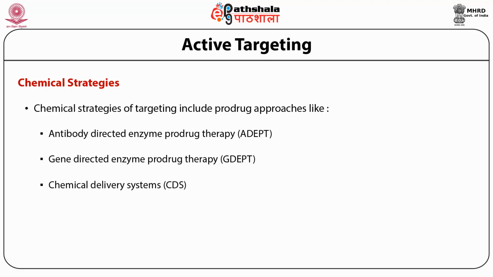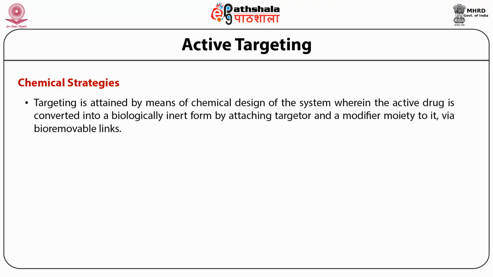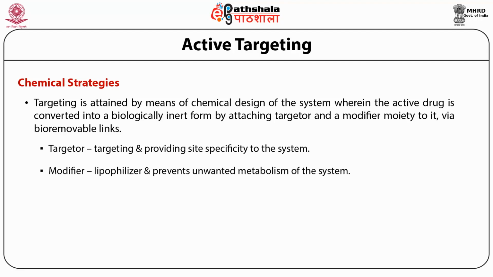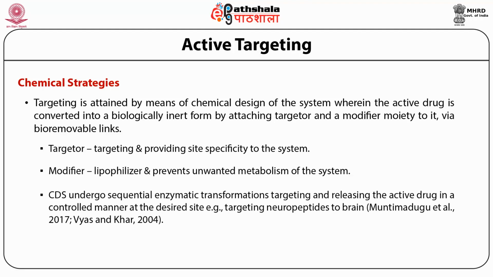And a chemical delivery system that is based on some prodrug mechanism. In this chemical design of system, the active drug is converted into a biologically inert form by attaching a targeter and a modifier moiety to it via bioremovable links. That means we are making an active drug into a prodrug that will go inside the body and will be converted into the active form via enzymatic transformation or some activity of the proteins present at that specific site.